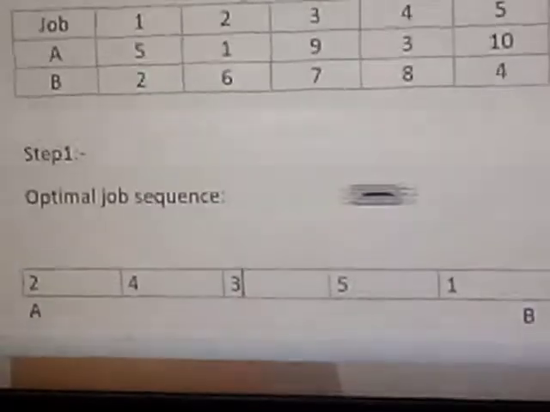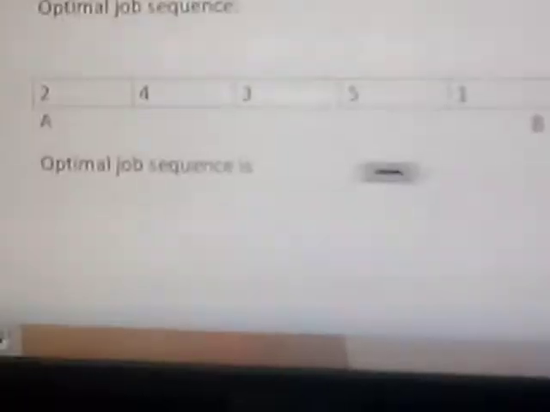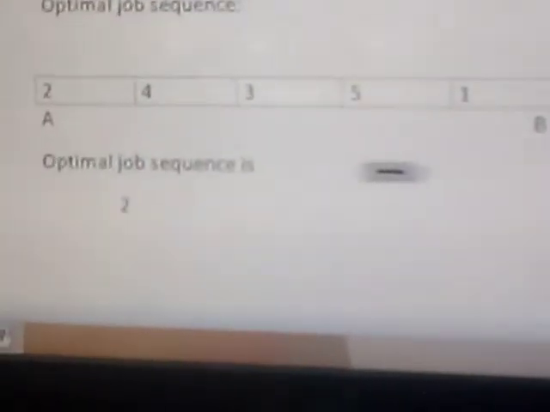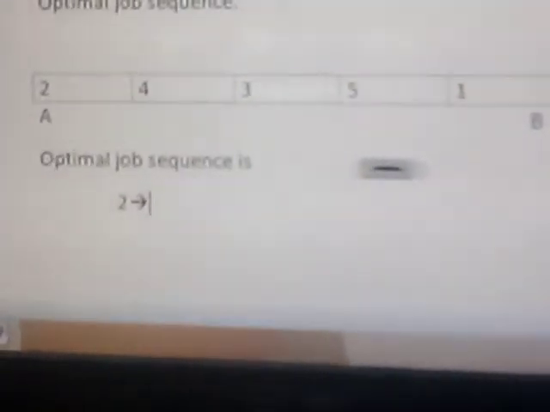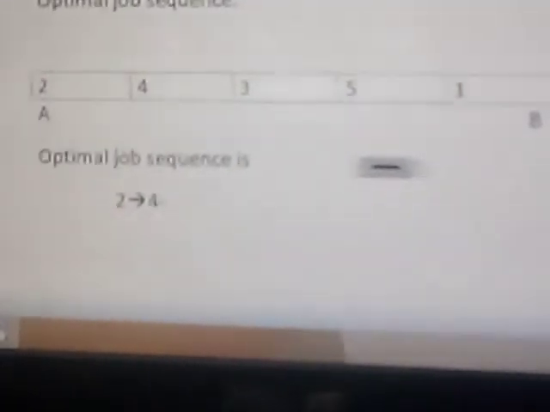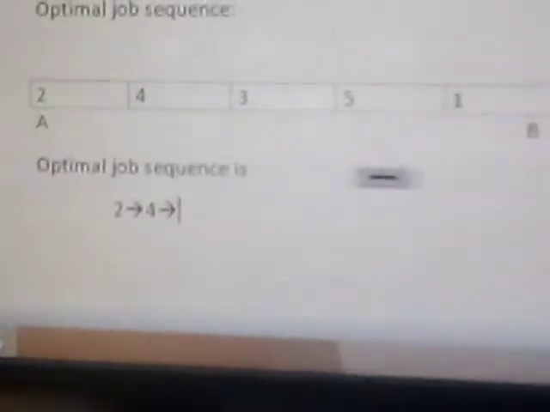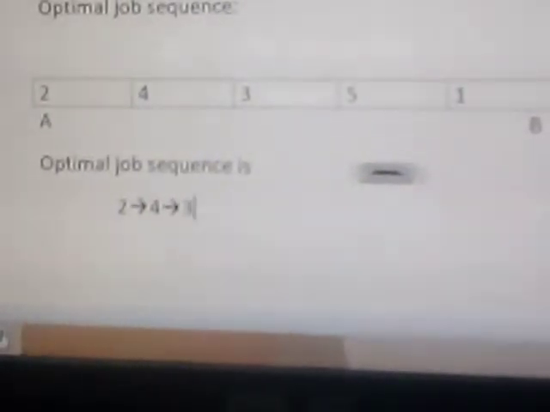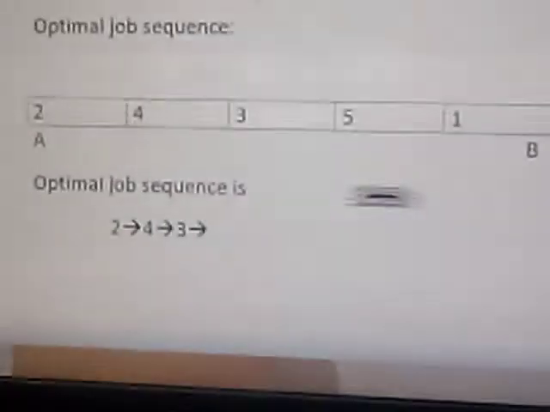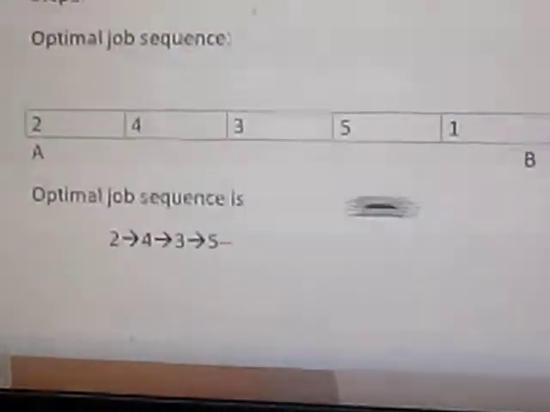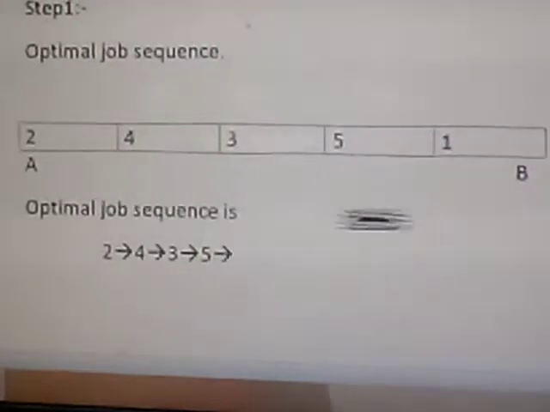Now the optimal sequence is 2, 4, 3, 5, 1.